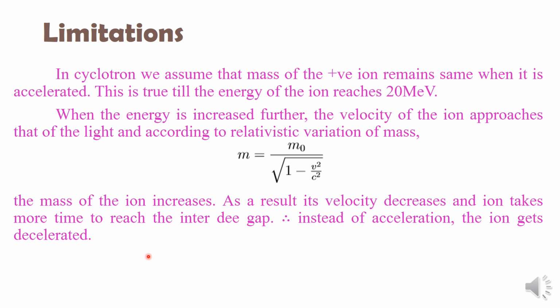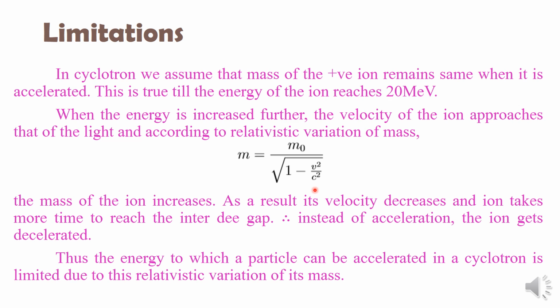Therefore, now the relativistic variation of mass will make it impossible to increase the kinetic energy of the ion to a very, very high value. Now this is the limitation. Thus the energy to which a particle can be accelerated in a cyclotron is limited due to the relativistic variation of mass.